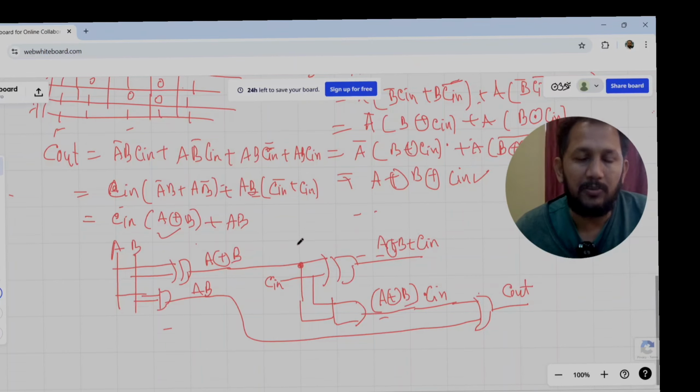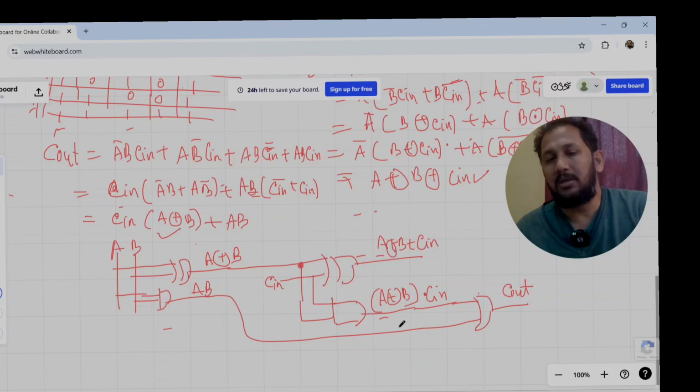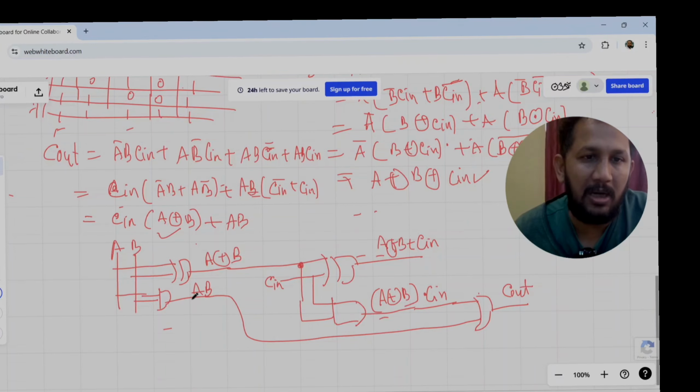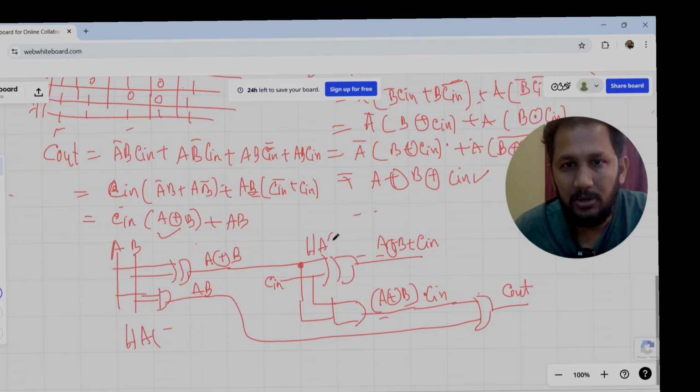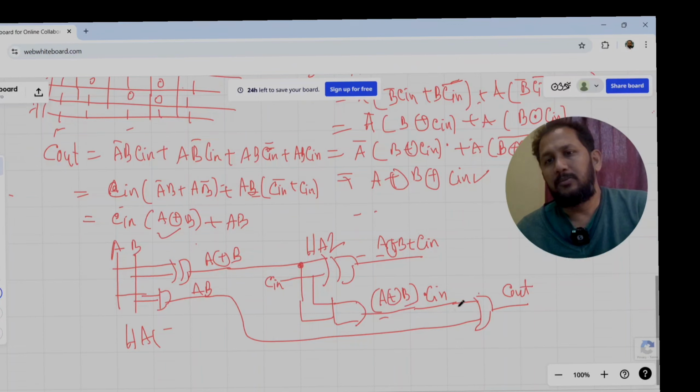So this is the full adder circuit, but here we are using two half adders. This one is half adder 1 and this one is half adder 2. So we can easily create a full adder using two half adders and an OR gate.